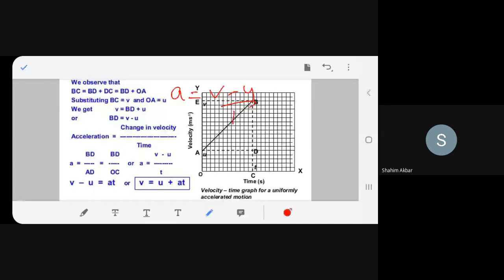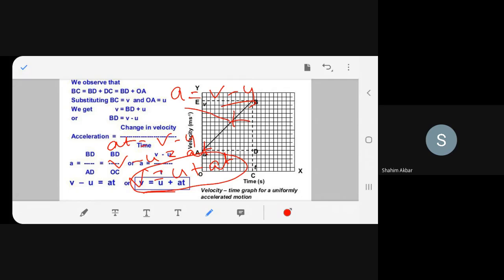You cross multiply, it becomes AT is equal to B minus U. And what will be U? I take B minus U is equal to AT. So V is equal to U plus AT. This is what you have got.